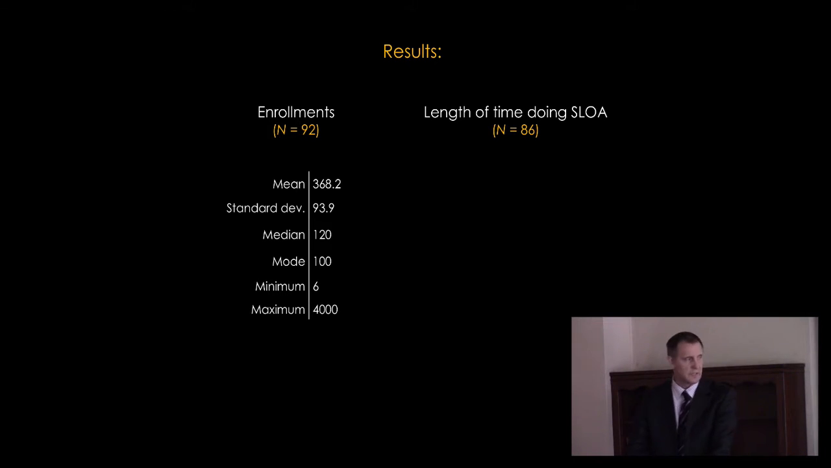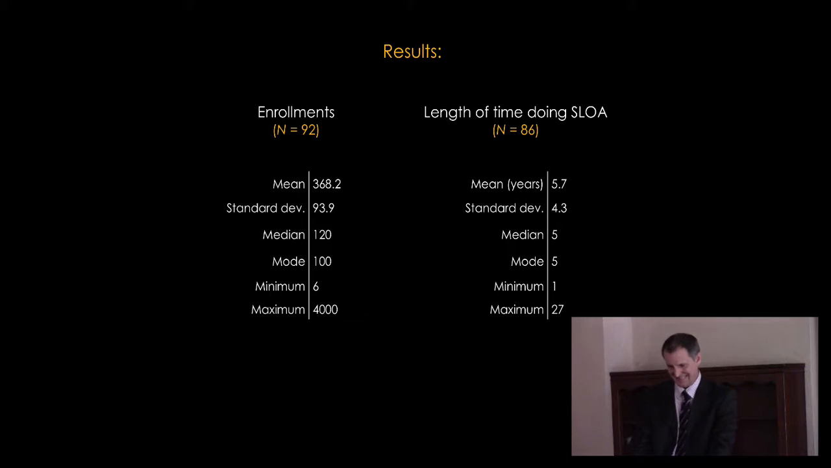So I'll just give you a sense of the enrollments of the programs that were responding. Probably the best indicator of central tendency here is the median, because outliers are going to skew the mean. So around 120 enrollments in each program. Length of time doing this was about 5 years.